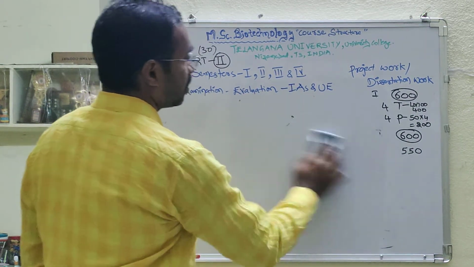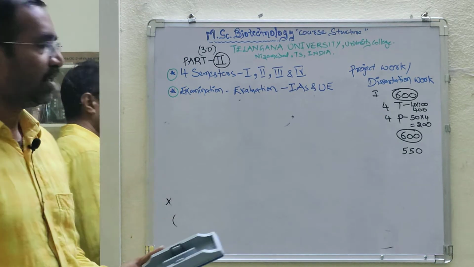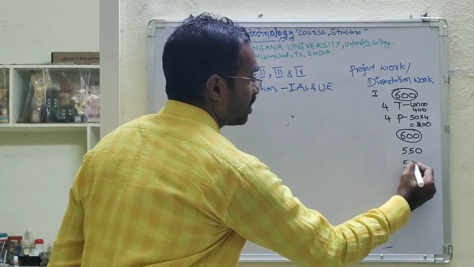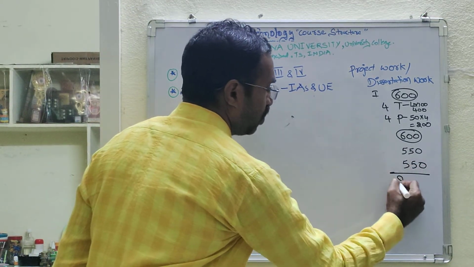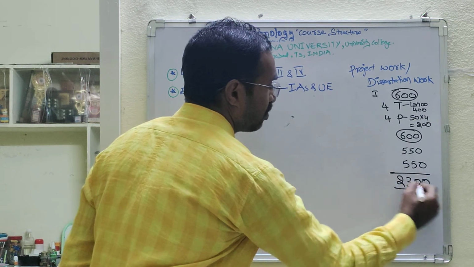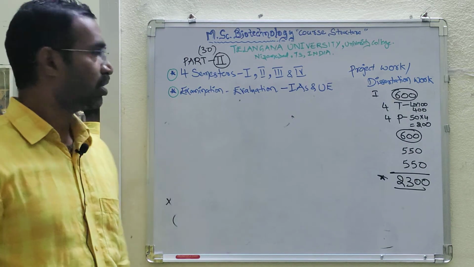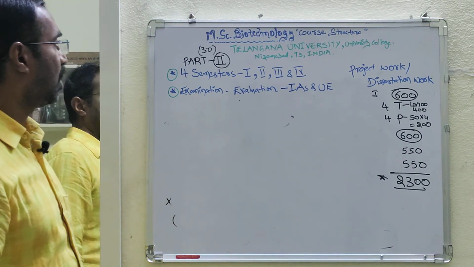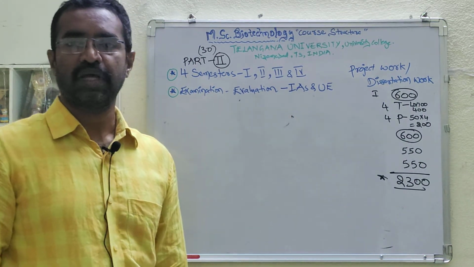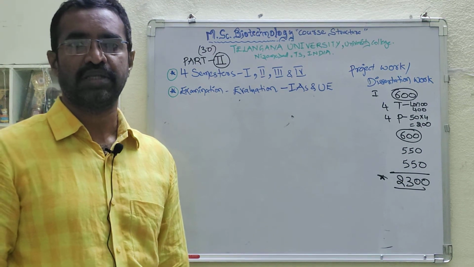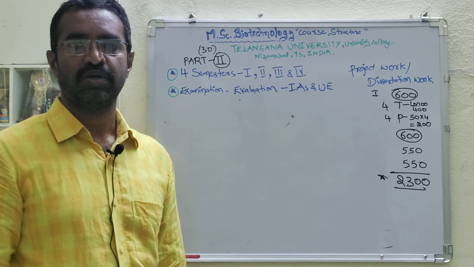Altogether, finally, I want to conclude that the fourth semester has 550, and in total students are evaluated for 2300 marks. So with this, I want to conclude the second part of the M.Sc Biotechnology course structure. I think you benefited from this video. Thank you.